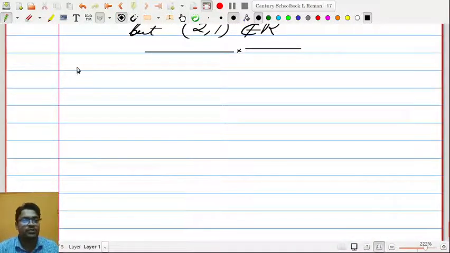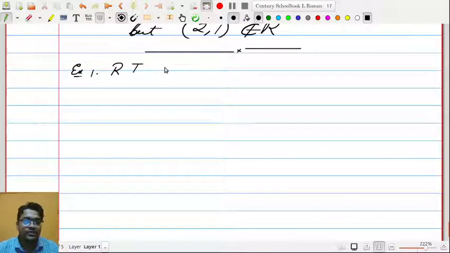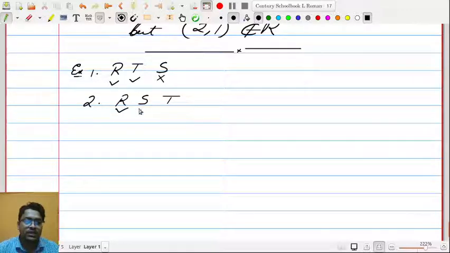I'll give you some more exercises. You try these. The first one we have already seen: reflexive, transitive, but not symmetric. Second example, you try to do it yourself: reflexive, symmetric, but not transitive.